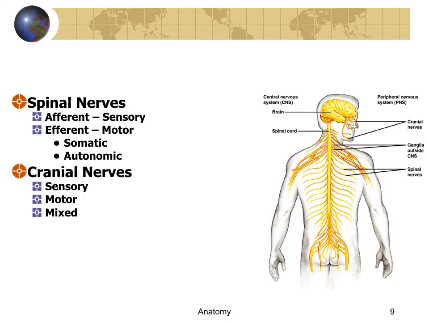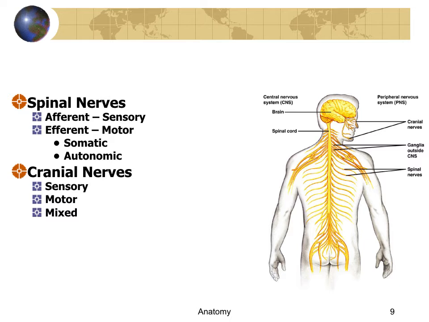Some of those spinal nerves will be mostly somatic, going to voluntary areas of the body. Others are going to autonomic, to visceral organs, to things like blood vessels and organs like that. The 12 pair of cranial nerves are numbered 1 through 12.